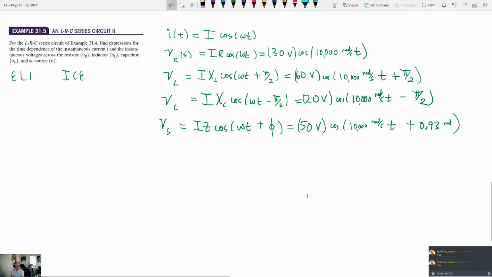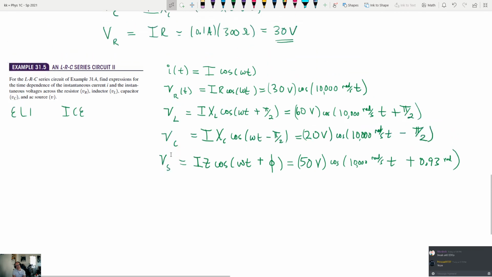I wanted to clarify for the phase angle phi. Since we're thinking positive because XL is greater than XC, right? Yeah, okay. Exactly.